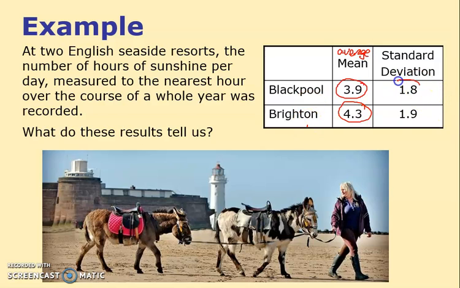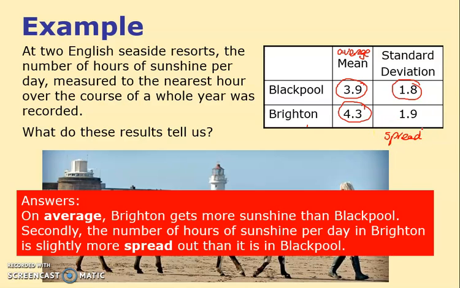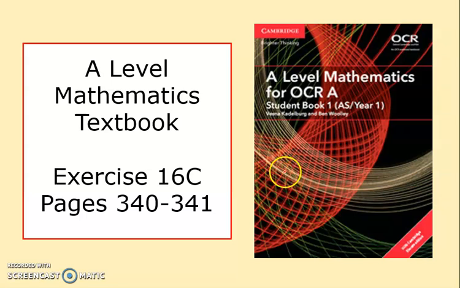The standard deviation tells you how spread out the data are. So this is spread. And so you need to see what I've written as an answer. Secondly, the number of hours of sunshine per day in Brighton is slightly more spread out than it is in Blackpool. Bigger the spread, the bigger the standard deviation. So we'll be looking at some examples like that in class as well. And in class we'll do exercise 16C, expect lots of frequency tables, expect some questions where you have to show you understand what it all means.